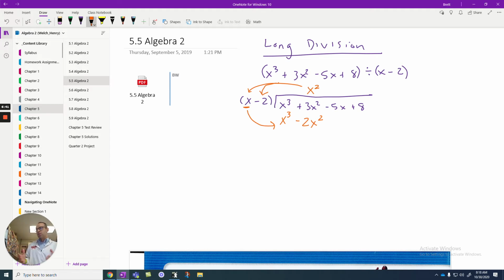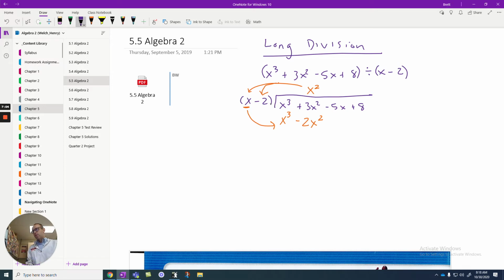Now you're probably thinking, Mr. Welch, sure, the x cubed cancels, but this thing over here, the 3x squared and the negative 2x squared, they're not going to cancel. And that's okay. We're just trying to take off the first term every time. Now remember, when I had that 10 and I brought the 9 down, I subtracted the 9. This line right here needs to be subtracted.